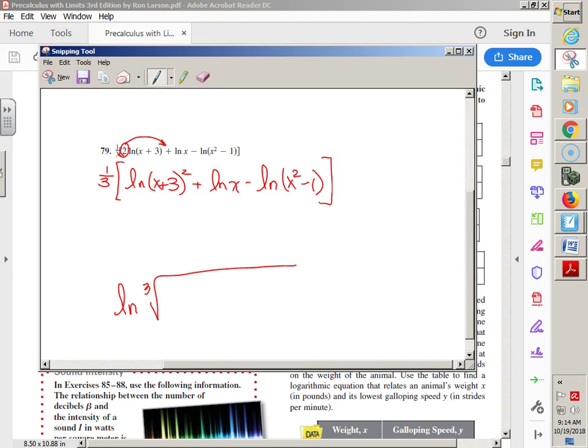Okay, then the addition is going to turn into multiplication, so x plus 3 squared times x. I think I'm going to eventually put the x in front because he's kind of the little guy. I don't want him to be pushed off to the side, but for right now, I'll leave him there. And then I have a minus. What's going to happen with that minus?